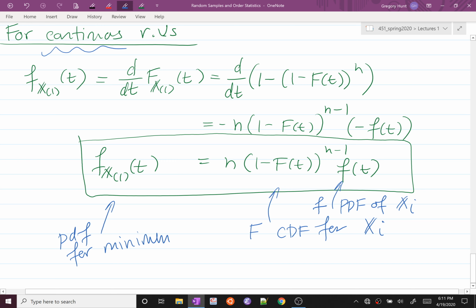with this formula. It's n times (1 minus F of t) to the n minus 1 times little f of t. And so if you give me the distribution of my underlying random sample, as little f and correspondingly capital F, those two go together and tell you about the distribution of my underlying random sample, I can give you the PDF for the minimum according to this formula. So that's really cute. So we can derive a distribution for the minimum.